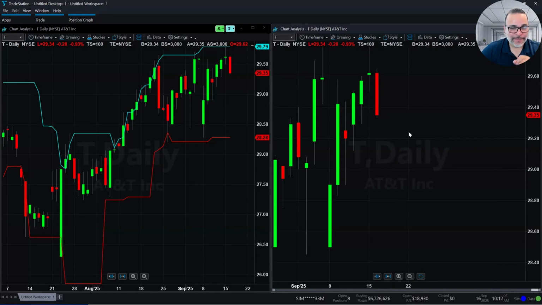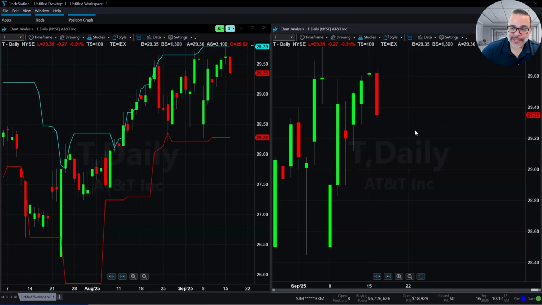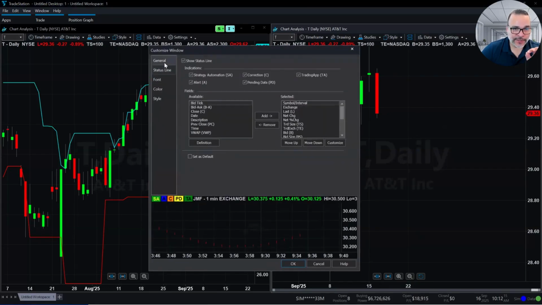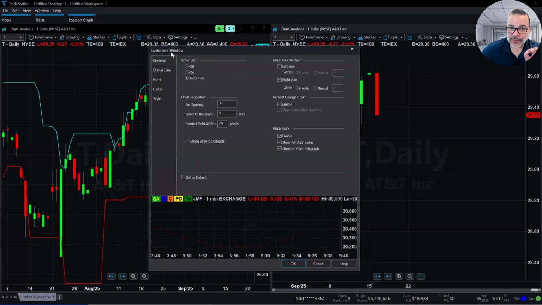I'm going to double click on the background because that's a shortcut for you to access bars to the right. I'm going to double click here and go to the general tab because that is a window setting. It's not a symbol setting, it's a window setting. So right here in the general tab, notice that you have the space to the right and you see the 5. So the question is now, how many bars do we input here so that the Ichimoku Cloud can plot?